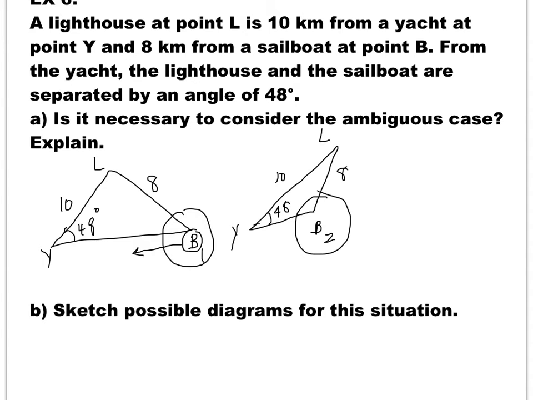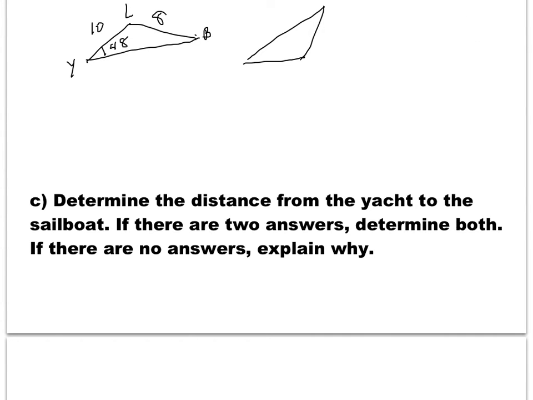Part B says sketch the possible diagrams for this situation, and these are the possible diagrams. This is diagram 1 and this is diagram 2. Now let's find the distance between the yacht, which is vertex Y, and the sailboat, which is vertex B. To find this distance, we are going to find the interior angles in this triangle.